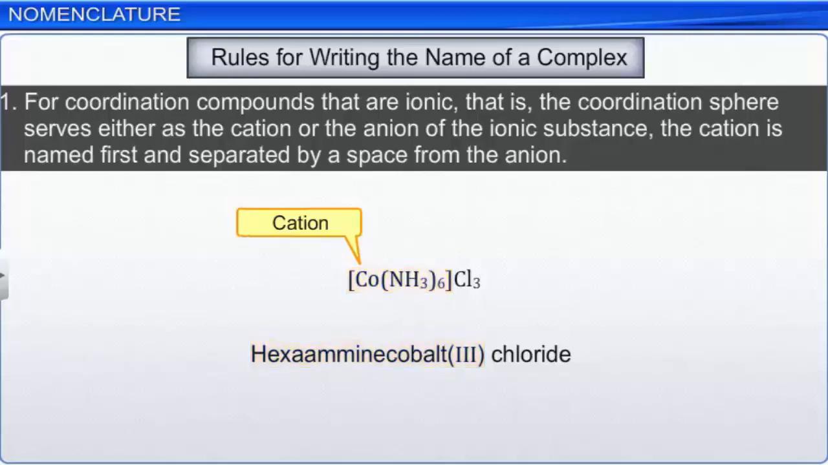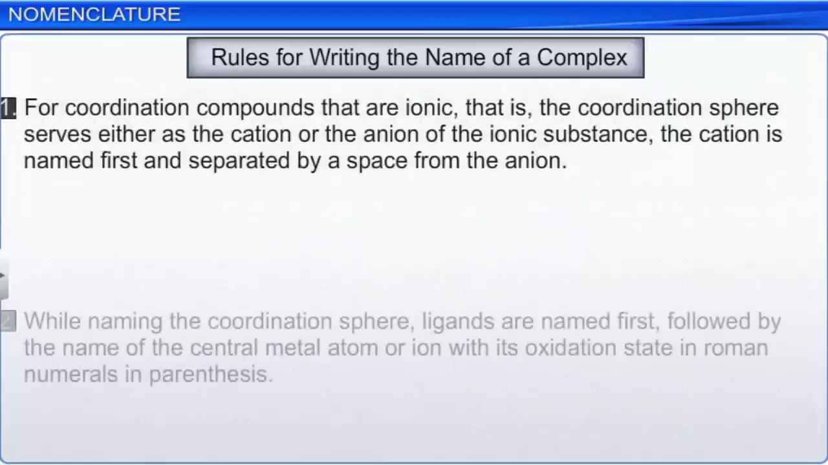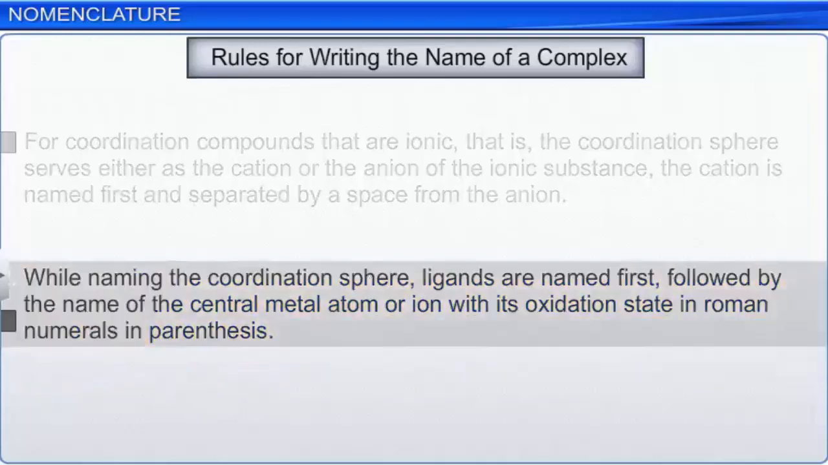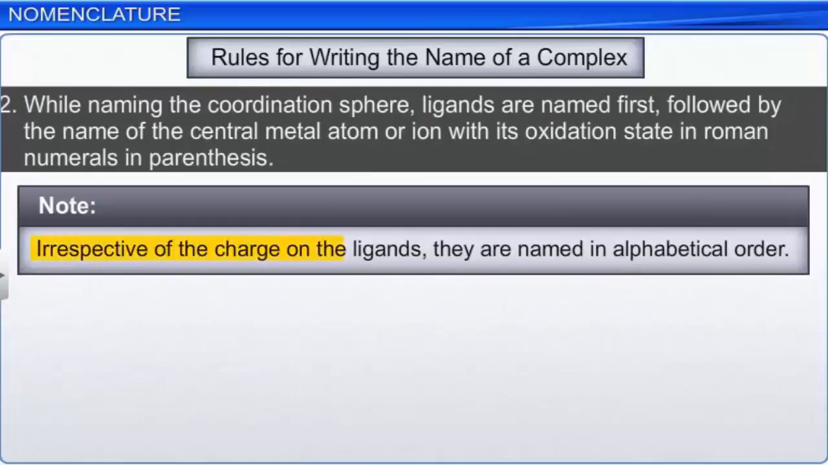The second rule is, while naming the coordination sphere, ligands are named first, followed by the name of the central metal atom or ion with its oxidation state in Roman numerals in parentheses. Remember that irrespective of the charge on the ligands, they are named in alphabetical order. For example, in the complex [Pt(NH3)2Cl4], the ammonia ligands are named before the chloride ligands according to the alphabetical order, followed by the name of the metal ion with its oxidation number enclosed in brackets.